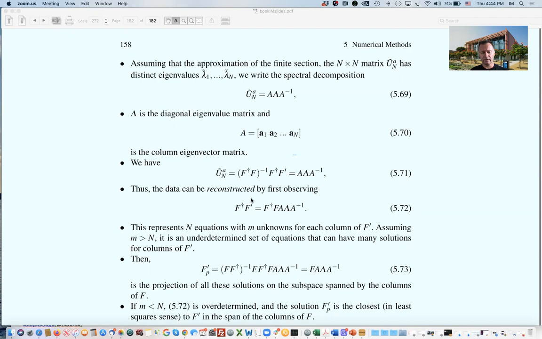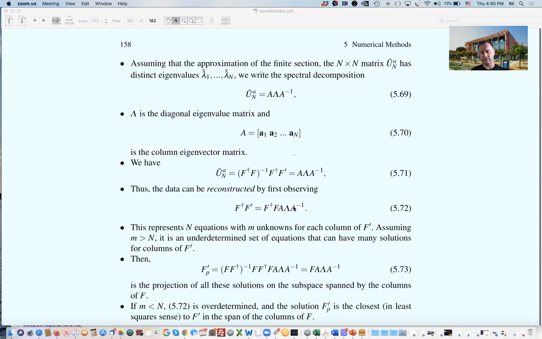Now the one that we don't know is F prime, but if you read this, every column of F prime has M unknowns. And for every column, this actually represents a set of N, capital N, equations. So if M, which is the number of points on a trajectory, is bigger than N, then that's an underdetermined set of equations, right? So we can have many solutions for columns of F prime. And in that case, we write this F prime, which we obtain by hitting this expression, again, with the Moore-Penrose inverse from the left. So if this thing was invertible, we could just multiply it from the left by F dagger inverse, and we would have an exact solution.